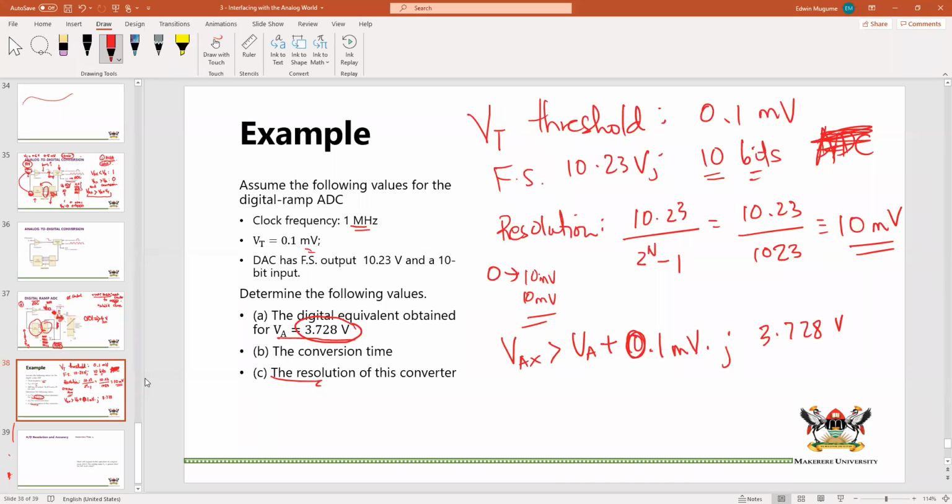So that means we need VAX to be greater than 3.728 volts plus 0.1 millivolt. Actually, this is 3.7281 volts.